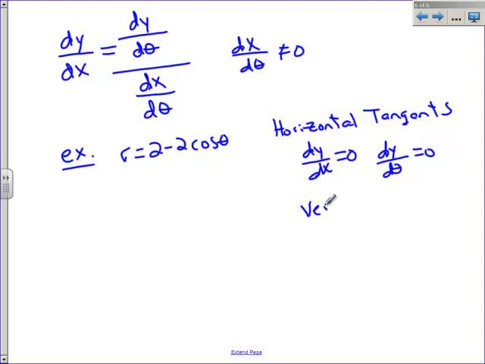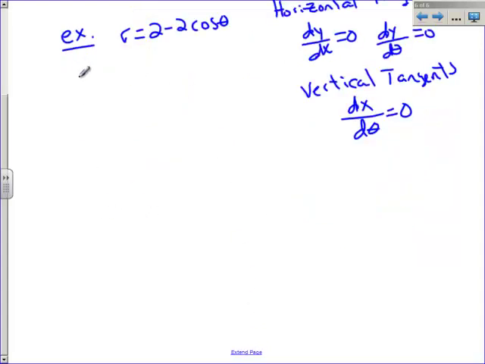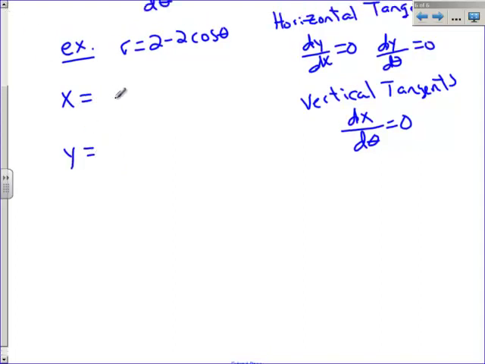And of course, if you wanted to find out vertical tangents, you're going to have vertical tangents anytime the denominator is 0, or dx d theta is equal to 0. So let's take a look at this. Let's find dy d theta and dx d theta by actually finding equations for x and y. So x equals, remember from your conversions, r cosine theta, and y equals r sine theta.